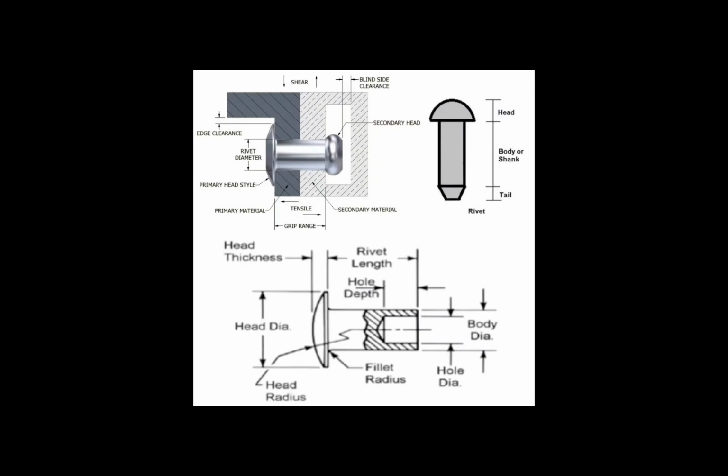What is the grip length of a rivet? Combined thickness of the materials. Where are special rivets such as Huck or cherry lock rivets used? Blind rivets, where access to both sides of the riveted structure is impossible.